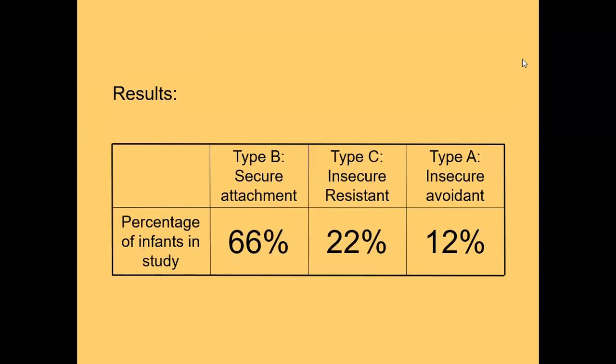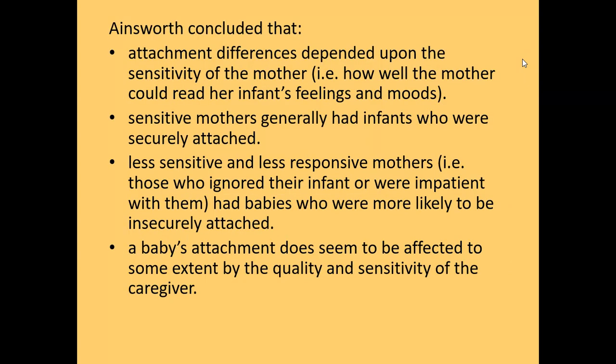Now, what Ainsworth found was that most children are type B, so they're securely attached. And then you had around 22% that were type C, so insecure resistant, and about 12% that were type A, insecure avoidant. Just to point out, there's a typo on my original PowerPoint. That's my fault, where type C and type A are labelled incorrectly. So most children are type B, and then you've got some type C and then some type A.